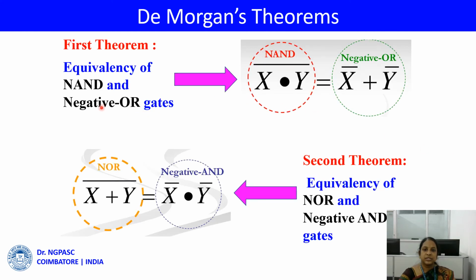So the first theorem is x dot y the whole complement is equal to x complement plus y complement. Here this is the equivalent term of NAND gate, and this is the equivalent for NOR gate. Second theorem is x plus y the whole complement is equal to x complement dot y complement, which is the equivalency of NOR and negative AND gate, which is NAND gates.